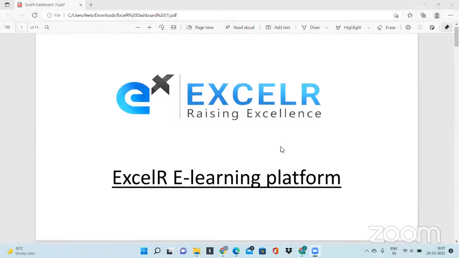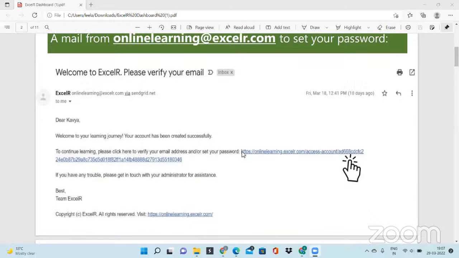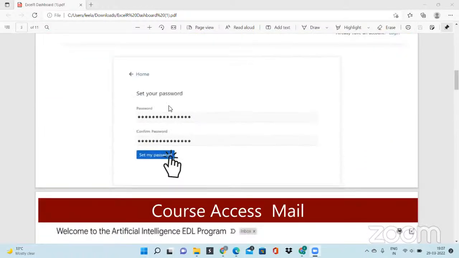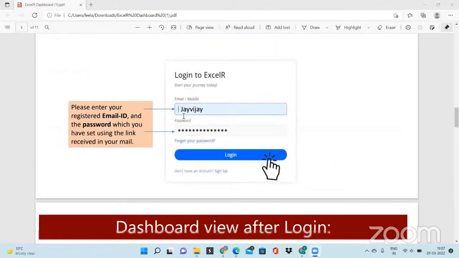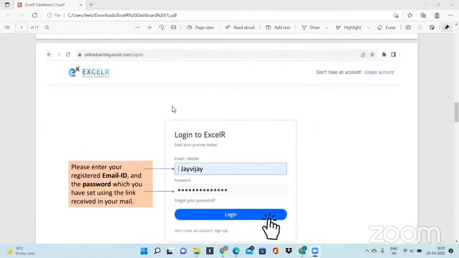So you would have received one email from online learning at the rate excelr.com to set your password. Once you receive this email from us, you would need to set your password using this link. When you click on this link, you would be seeing this dialog box to set your password. You have to set your password by your own and confirm it. Once you are done with setting your password, you can see the login page like this. The page would be visible like this to you.